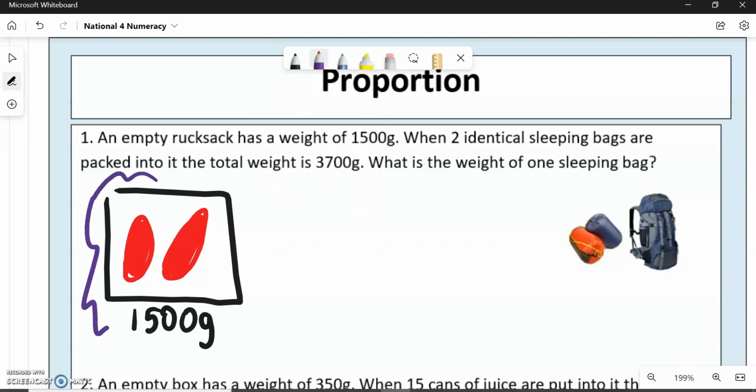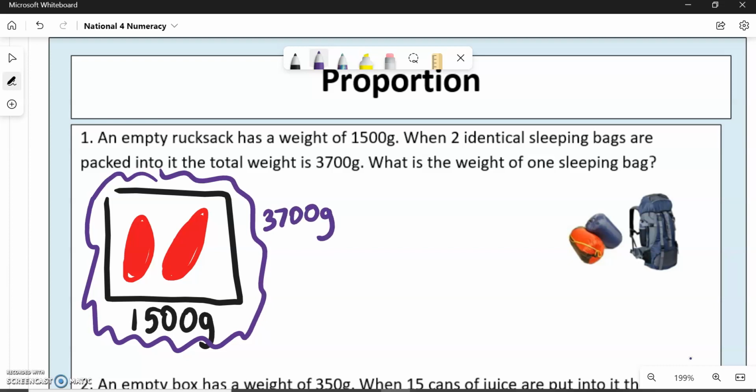The full weight, everything in purple, weighs 3,700 grams. What we want to do is figure out how much one of these things weighs. Okay, so an empty rucksack weighs this. We add two sleeping bags and we've got the total weight. What is the weight of one sleeping bag? So drawing a picture really makes it a bit more visual for me and helps me understand.